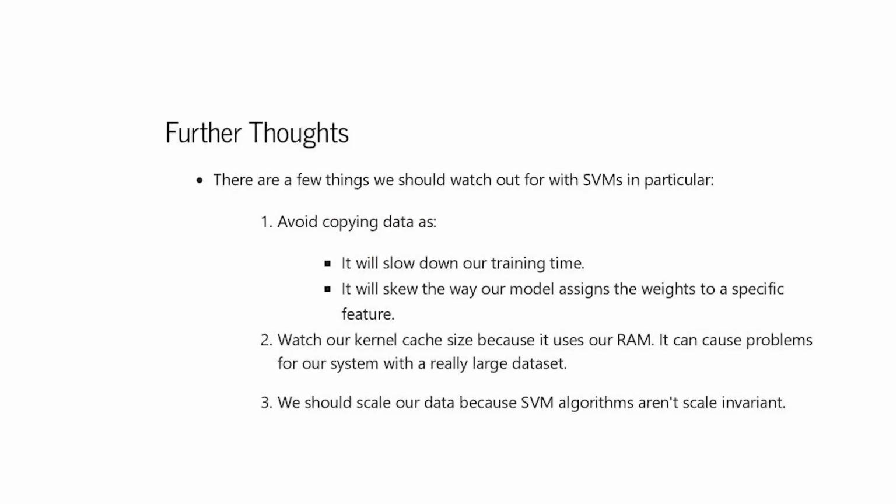There are certain things which should be kept in mind when working with SVM. In particular, copying of the data should be avoided as much as possible. Not only because it will slow the training time, but also because it will skew the way the model assigns the weight to a feature. Another thing is that the kernel cache size should be kept in check because it uses the RAM. And if you have a very large data set, it can cause a lot of problems. Finally, scaling should also be done when using SVM because SVM algorithms are not scale invariant.